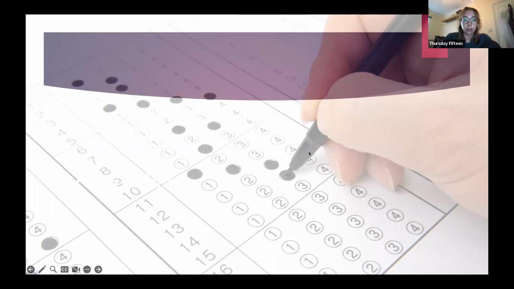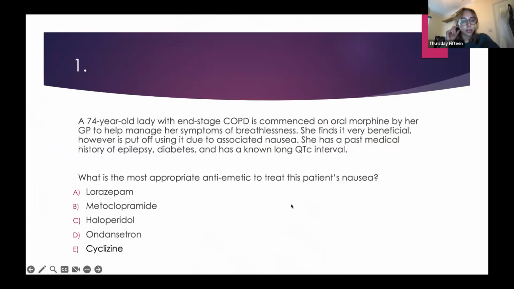Just moving on quickly to the first question. This question was about a lady who has end-stage COPD and has recently been started on morphine for breathlessness. She's finding it beneficial, but is having some nausea. Her past medical history is significant for epilepsy, diabetes, and long QTc. I'll just do the poll and you can tell me what you put.